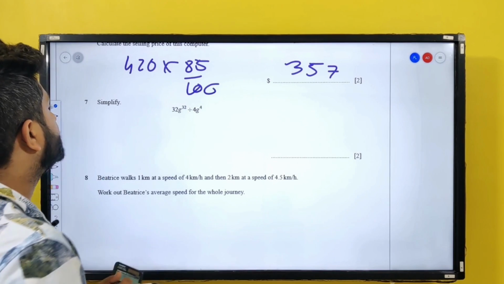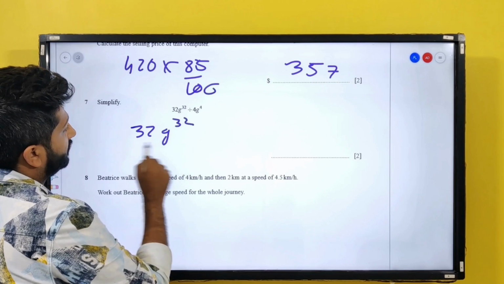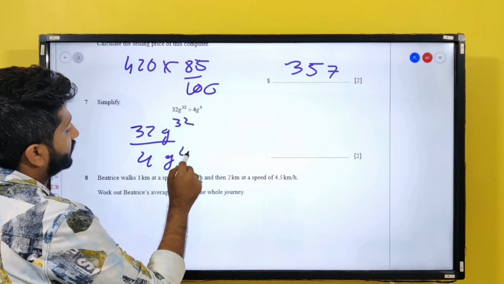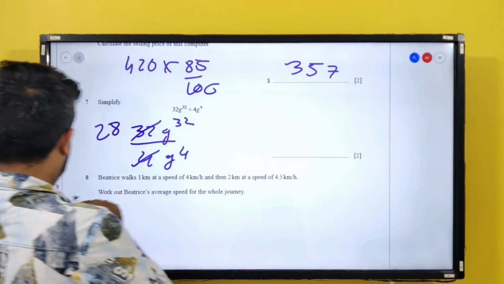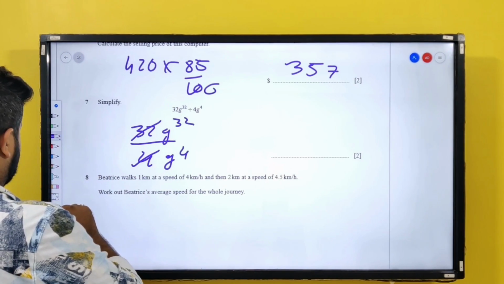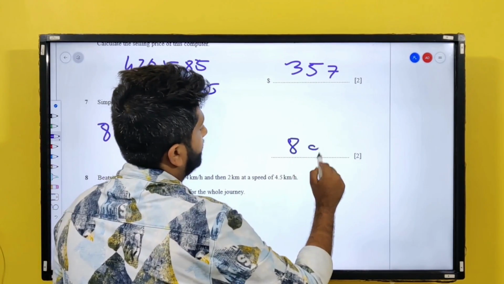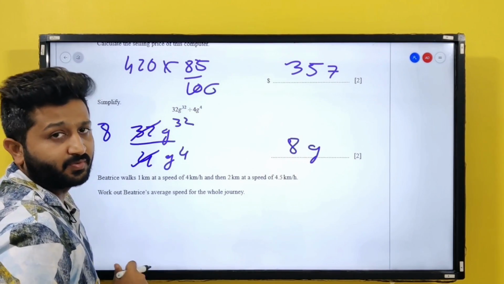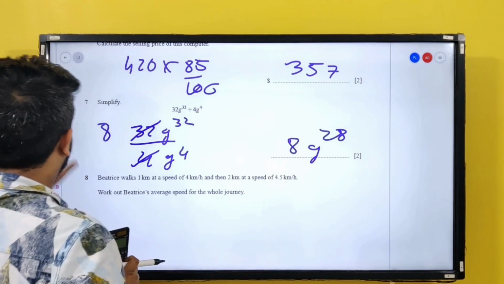Simplify. 32g power 32 upon 4g power 4. So this is going to be 8, since 4 8s are 32, and as the bases are the same, the powers are going to get subtracted. 32 minus 4 is 28. Next.